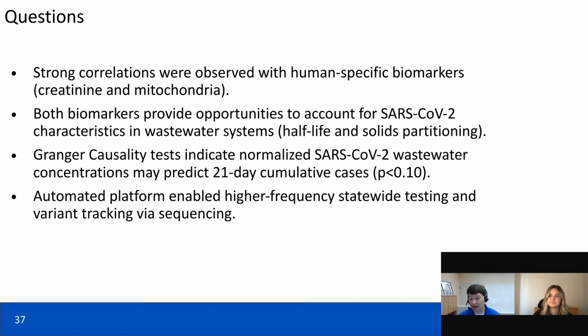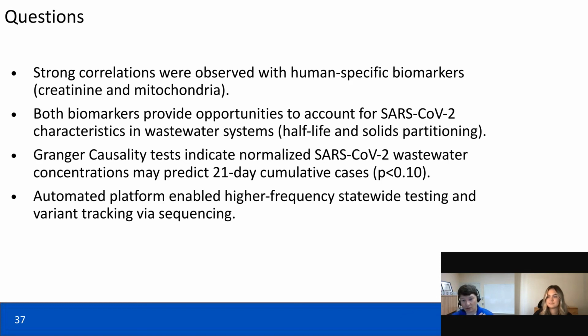We did try to take back the biomarker concentration into an actual population number. The creatinine showed that we were generally about an order of magnitude lower in population estimate, which would suggest that creatinine is probably degrading in the system. And likewise, SARS-CoV-2 would be degrading in that collection system.